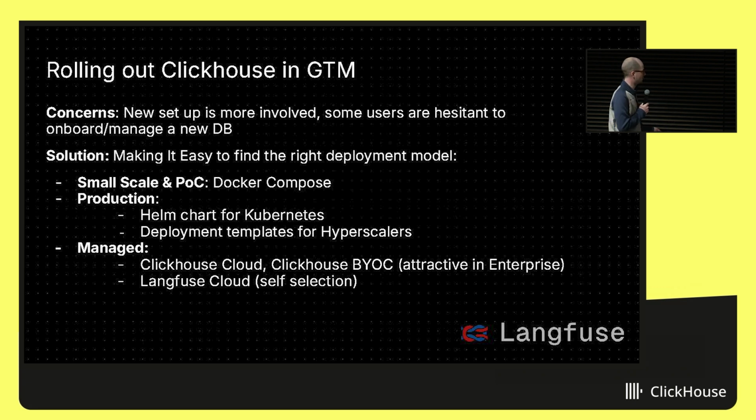Then in production, we have a Helm chart, that's great, and also deployment templates for the three big hyperscalers that give people that want to host Langfuse comfort and ease in deploying. And then also a partnership with ClickHouse, so if people want something managed, ClickHouse Cloud's amazing, we use it ourselves. And then also ClickHouse BYOC, bring your own cloud, where ClickHouse operates the instance on behalf of the customer, which is a super attractive offering for enterprises that want to keep that data in their own perimeter. And then obviously also Langfuse Cloud, but that's a self-selection of customers that can and want to do this.